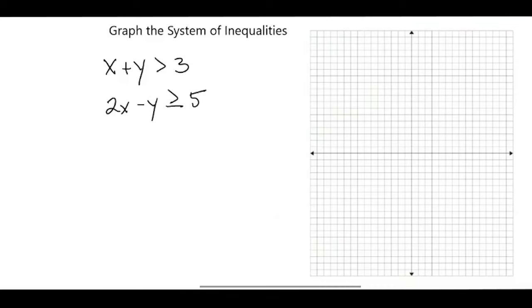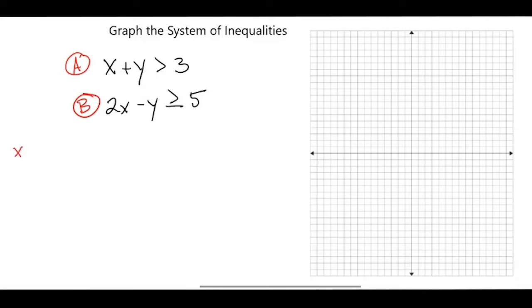Hello again. So today we're going to be graphing systems of inequalities. So let's say we have x plus y is greater than 3 and 2x minus y is greater than or equal to 5. Well, I'm going to label these A and B. All right, so first I'm going to be working with inequality A.